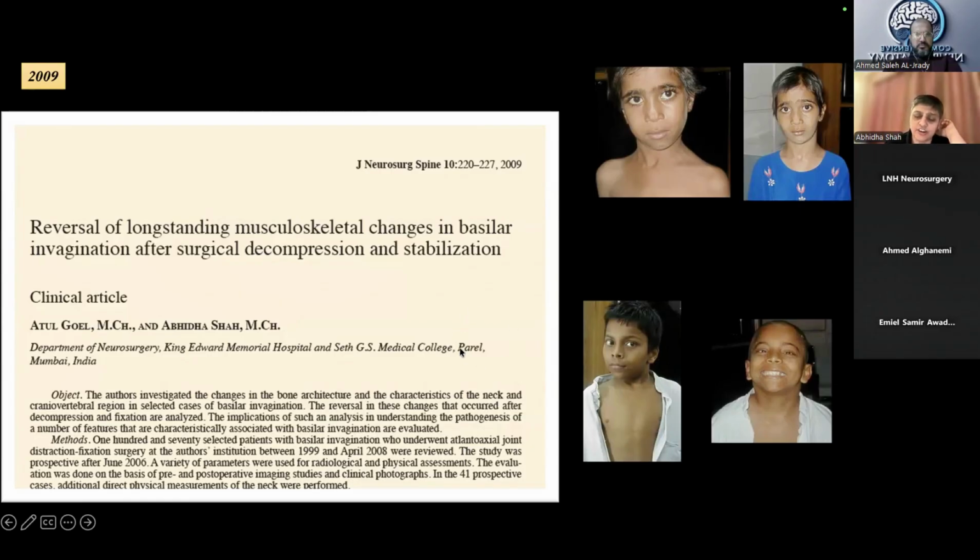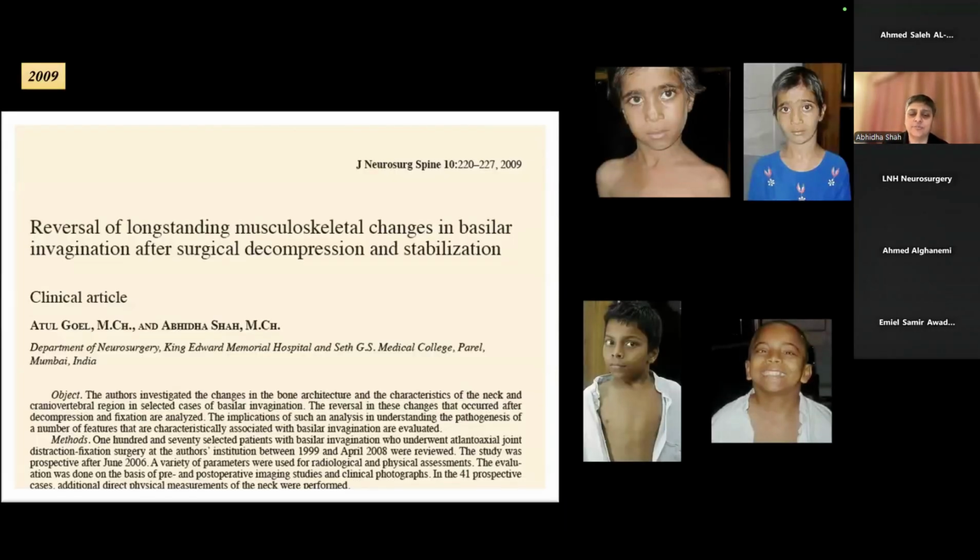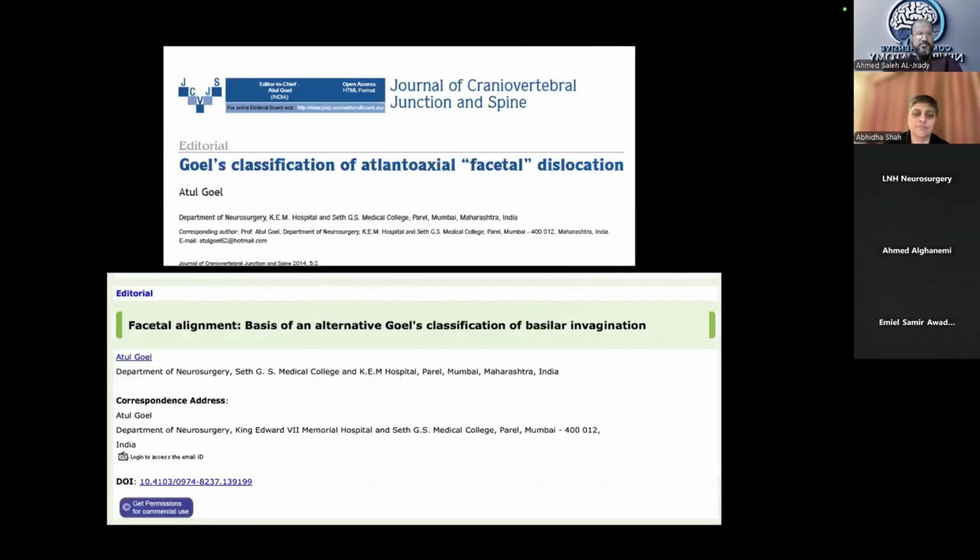the length increased and the torticollis has reversed. So we studied the neck in this paper, and we studied the reversal of all these musculoskeletal abnormalities in basilar invagination after the craniovertebral realignment and stabilization. And we realized that all of these are secondary protective phenomena that occur in the face of atlantoaxial instability. And once you address the atlantoaxial instability, all these changes have the potential to reverse and become normal.